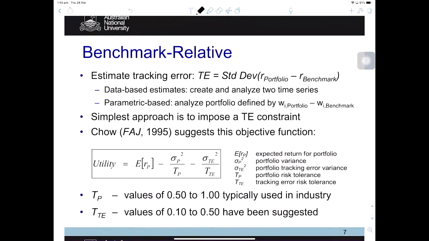With the benchmark relative, so far we have calculated the tracking error. So basically, that's what we have done, a data-based estimate of peer risk or tracking error. You're usually given a time series of the portfolio performance and time series data of the benchmark, and you calculate the return difference and calculate the standard deviation of the difference of the returns.